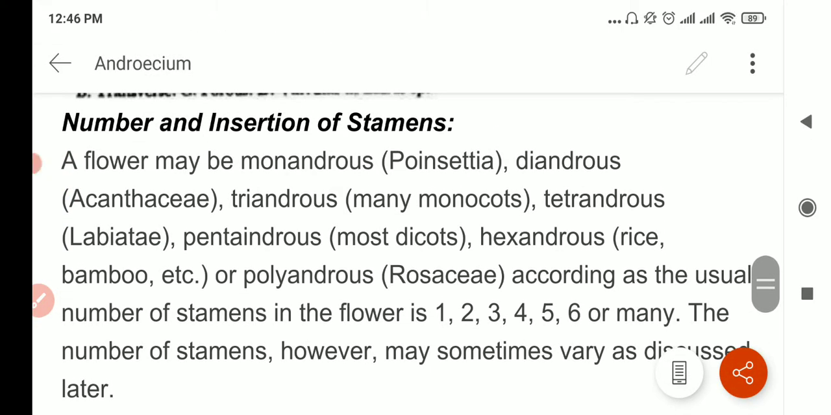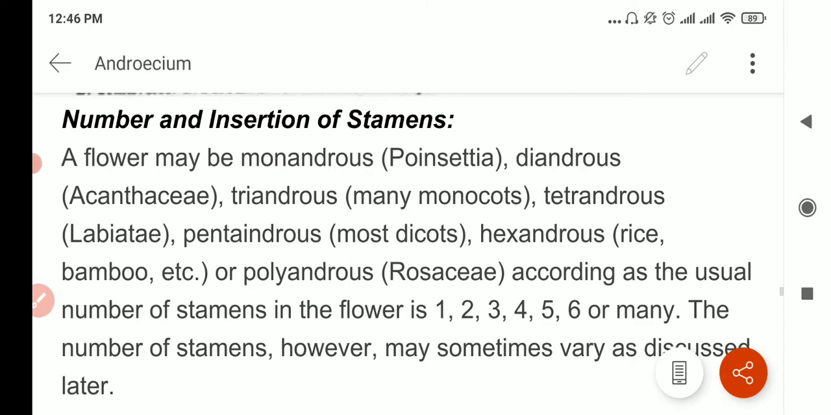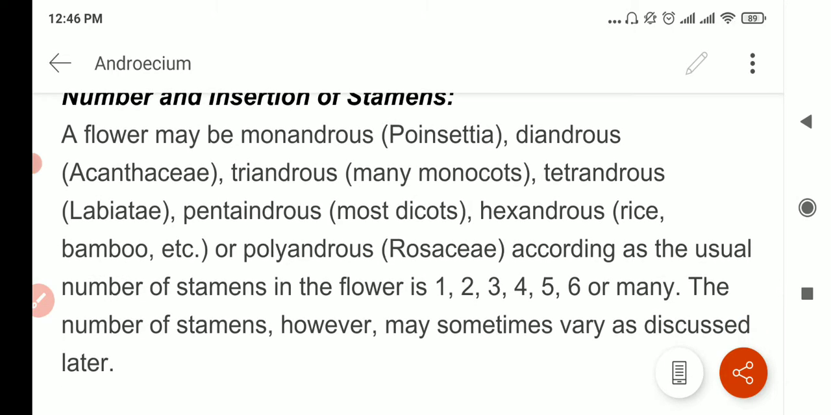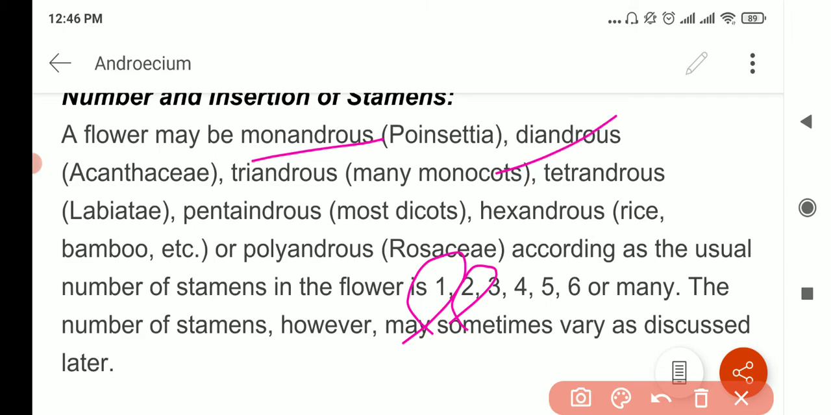So how many stamens and how do they insert themselves? It could be monandrous, like in a poinsettia, diandrous, triandrous, tetrandrous, pentandrous, hexandrous, polyandrous, according to the number of stamens. I think you've guessed. If there is just one stamen, it means monandrous. If there are 2 stamens, diandrous. If there are 3, triandrous, and so on and so forth.